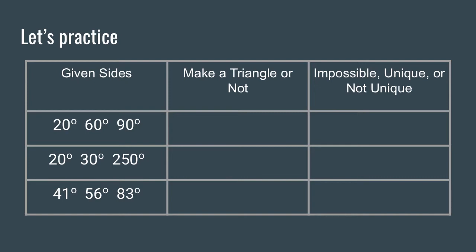Okay, so it says angles 20, 60, and 90. Well, 20 plus 60 is 80, and 80 plus 90 is going to be 170, and 170 is less than 180, so no, you cannot draw a triangle with this, and it would be impossible.